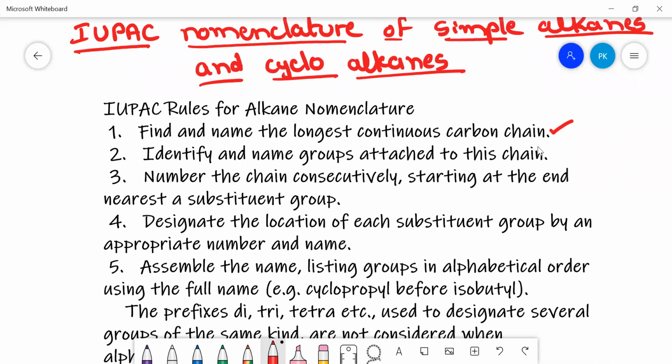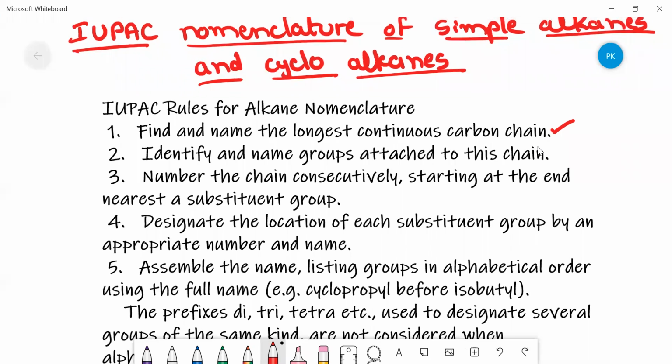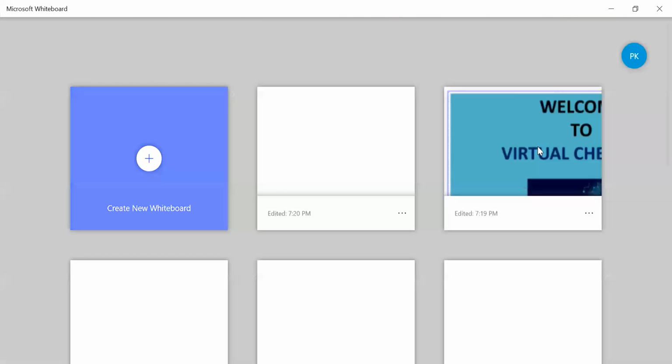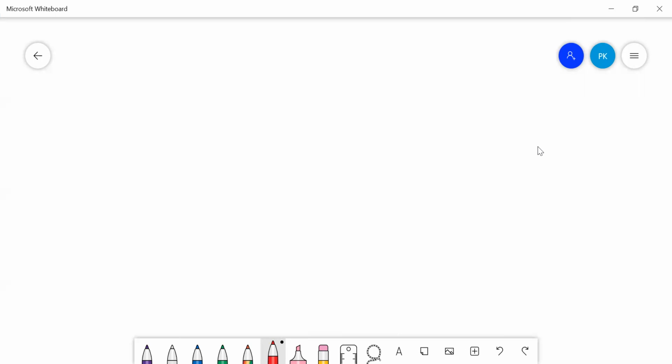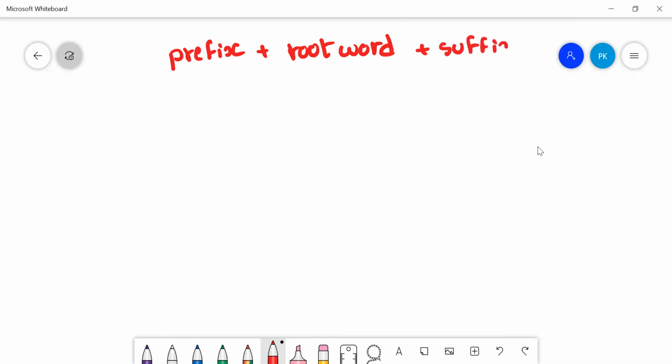Assemble the name. First, you have to start with the prefix, that is the substituent, followed by cyclo for a cyclic compound, and then you write the parent chain based on the number of carbons. So let us discuss these rules in detail. I will explain with examples, students. So what is the first rule? In IUPAC, the naming will be in this way: prefix plus root word plus suffix. So this order you have to follow.